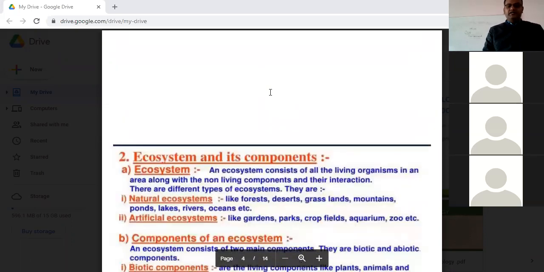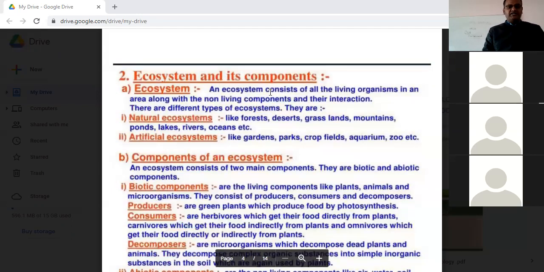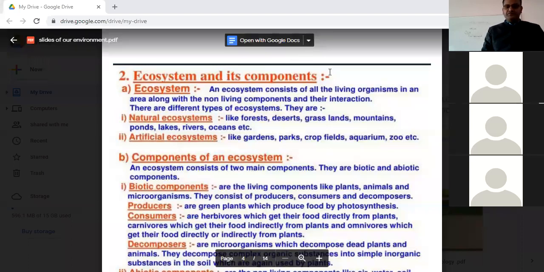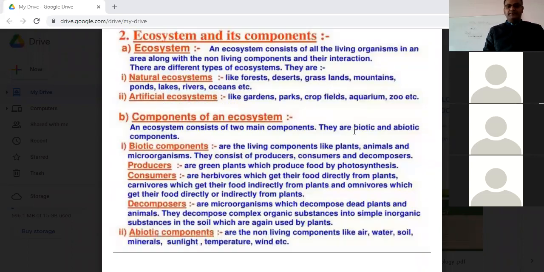Then we have the ecosystem. The ecosystem is the functional unit present in the environment, which is formed by the regular interaction of the living and non-living components. Then what are the types of ecosystem? Natural and artificial. Natural: forests, deserts, grassland, mountains. And artificial ecosystems are the gardens and parks. Then components of the ecosystem: there are two main components, biotic and abiotic components.